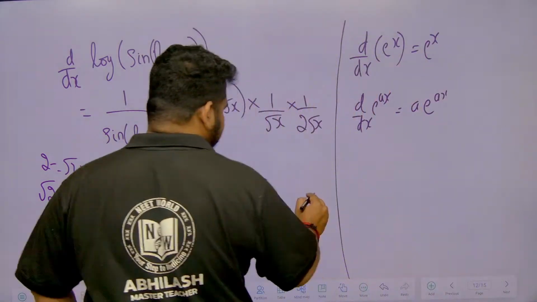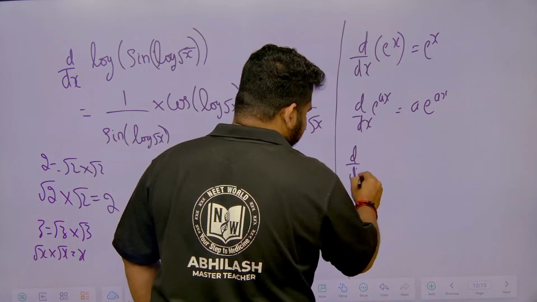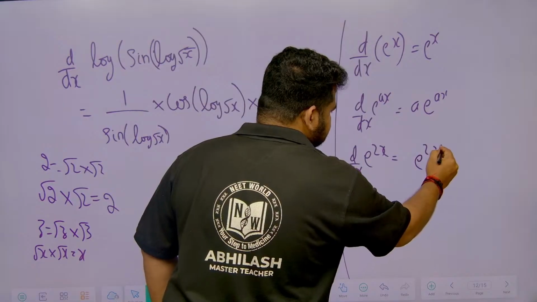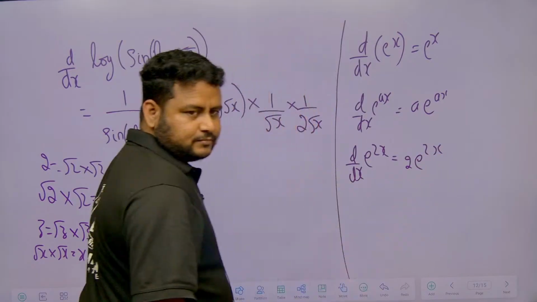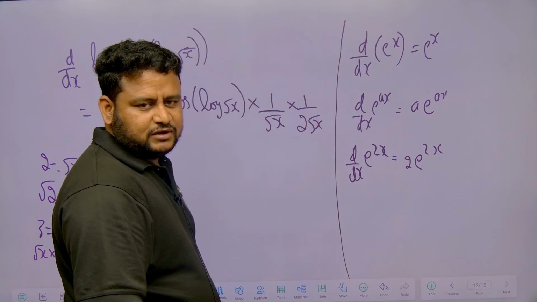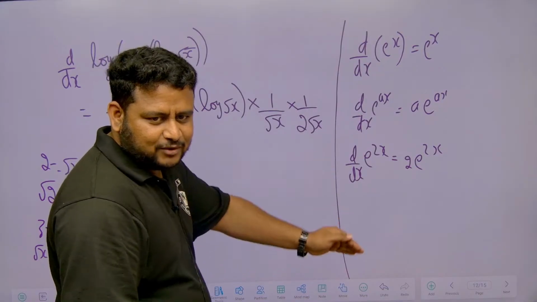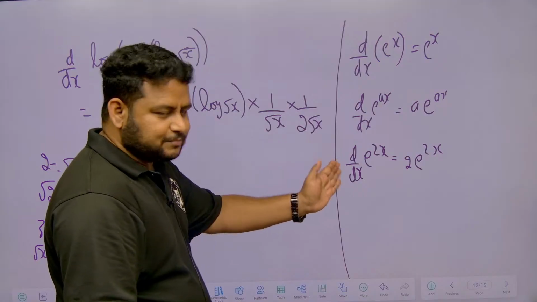So if I write d by dx of e power 2x, it will become e power 2x into 2. I will write 2 here. In differentiation, the 2 will come next to it. In integration, it will come down in the denominator. It will come as a product here.